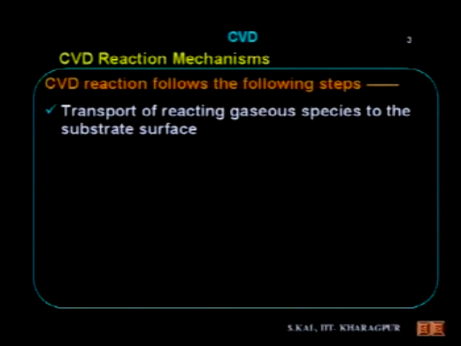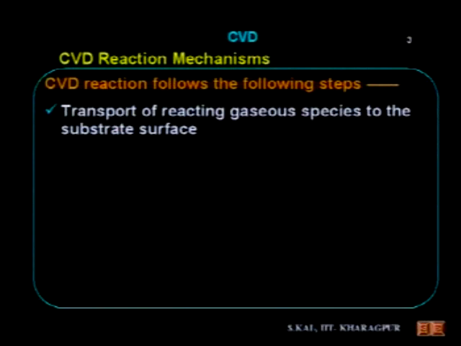That means the gases are flown into the reaction chamber through a mass flow controller, so that you can very accurately control the partial pressure of the individual reactant gases inside the reaction chamber. What are the reactant gases? One is the source gas, another is the carrier gas, and the third one is the dopant gas.